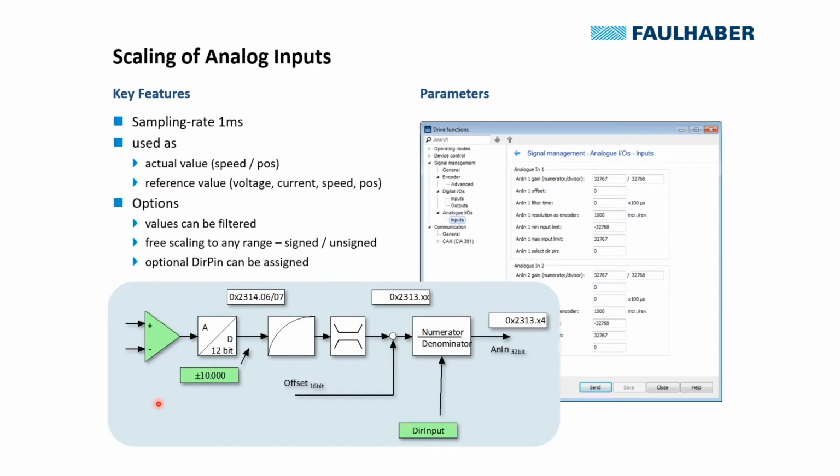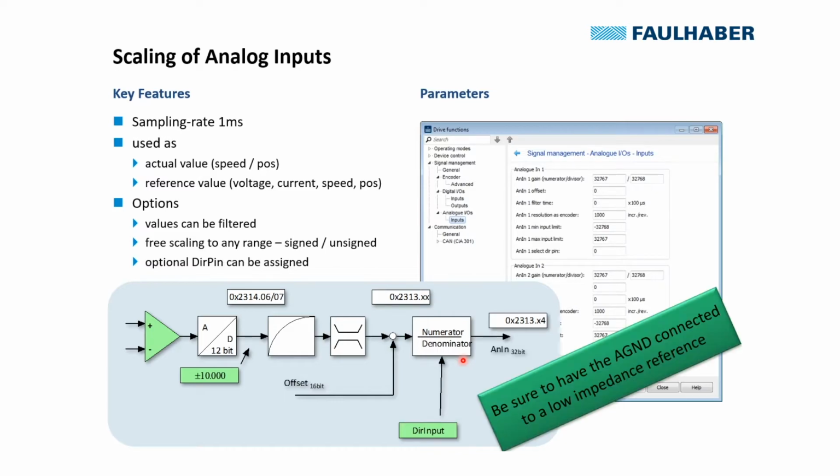Important here, the scaling of these inputs is free. By using the filter and the offset and the gain, we can reach about every reasonable scaling to use these inputs for either voltage, torque, speed or position. But please make sure to have the analog ground input of your controller connected to either the system ground or the negative output of your source, otherwise the input will be undefined.